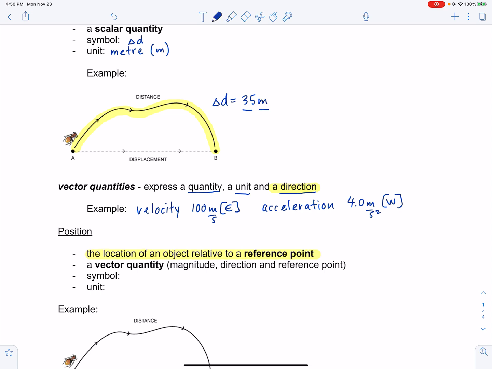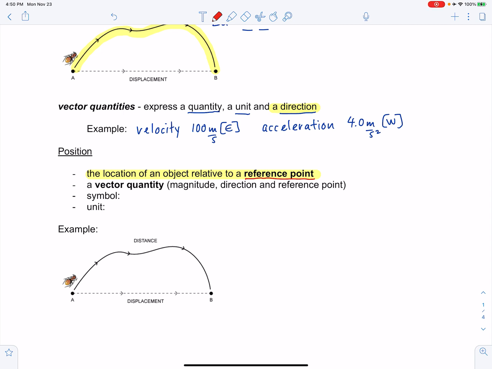And what's critical to note here is that positions always contain a reference point. Positions are vector quantities, so they contain magnitude, direction, and also this reference point, which sets them apart from any other vectors. They're the only vectors that we will be using that contain this reference point. The symbol for position is the lowercase letter d with an arrowhead on the top. Whenever you see an arrowhead on the top of a symbol, you know that it is telling you that it's a vector quantity.